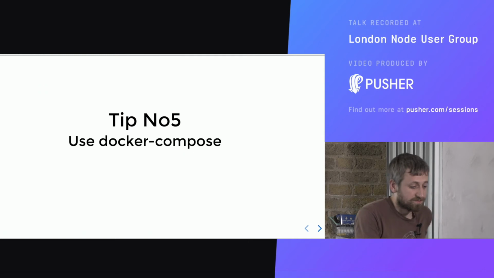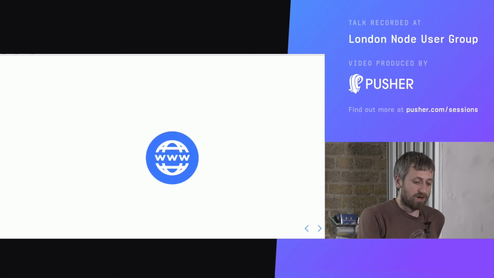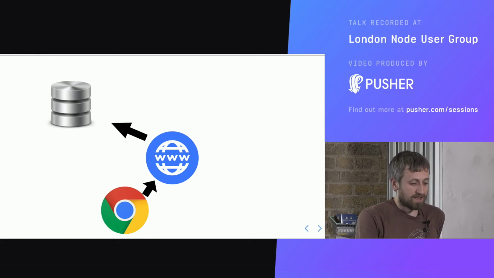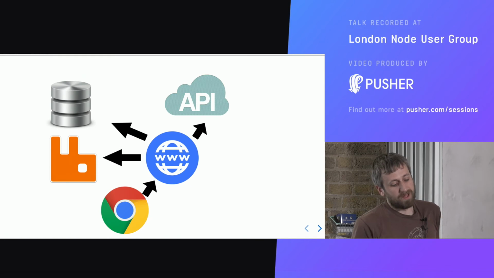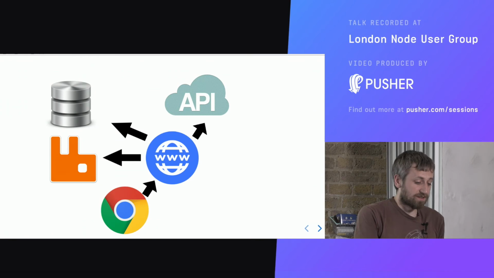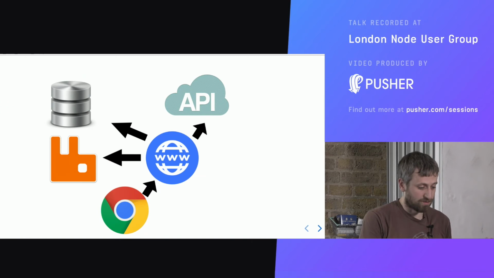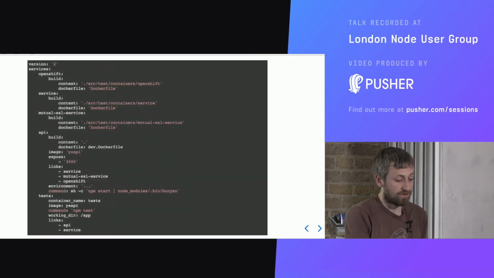Final tip is use Docker Compose. So say you're building a website and you want to run some tests using Chrome. That website also reads from a database and talks to an API and talks to a queue. If you have to wait to deploy to a test environment to test integration between all of these things, that's slow. Basically, anything that involves having to deploy your application will take longer. With Docker Compose, you can have a truly local environment running all of these things and test locally before you deploy anything. And you can also use it for local development.